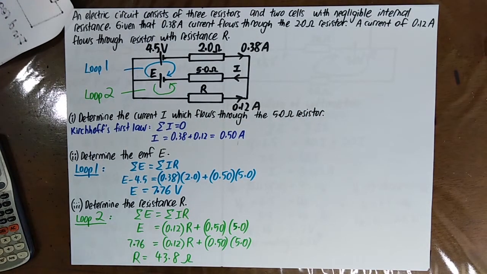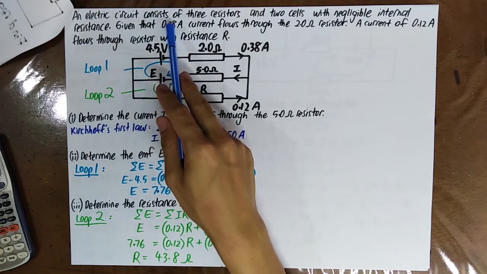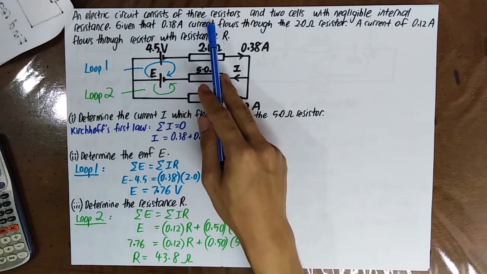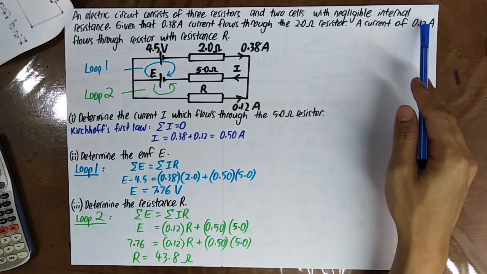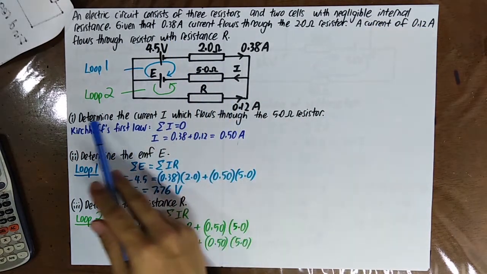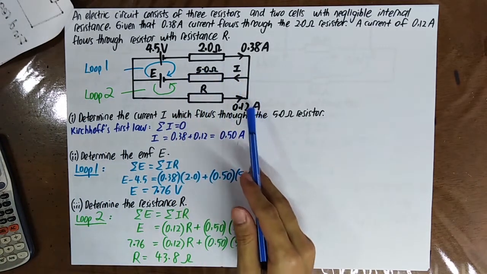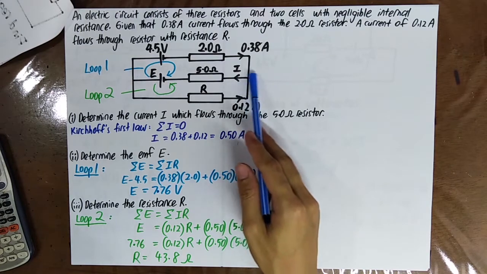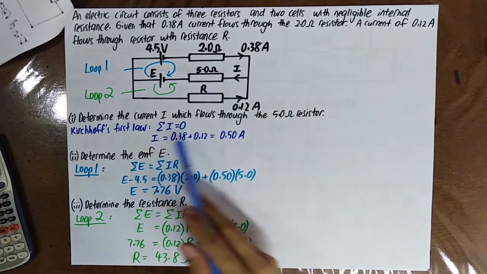An electric circuit consists of 3 resistors and 2 cells with negligible internal resistance. Given that 0.38 ampere current flows through the 2 ohm resistor and a current of 0.12 ampere flows through the resistor with resistance R, please find the current I which flows through the 5 ohm resistor. Okay, by using the Kirchhoff first law, you know that the summation of these two currents is equal to I.